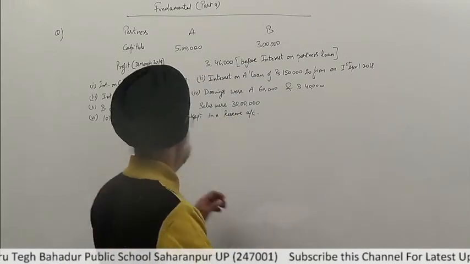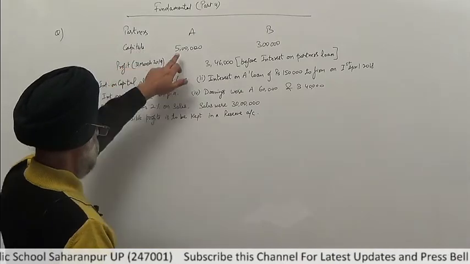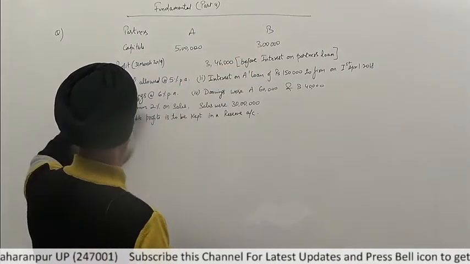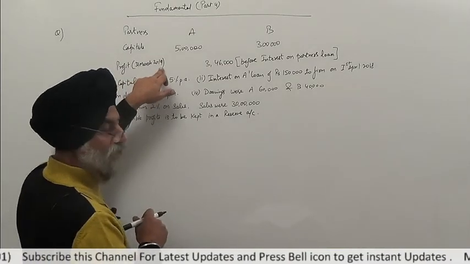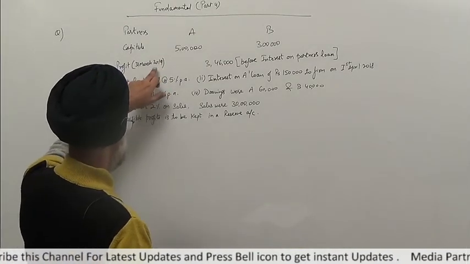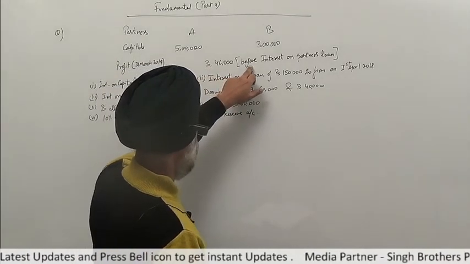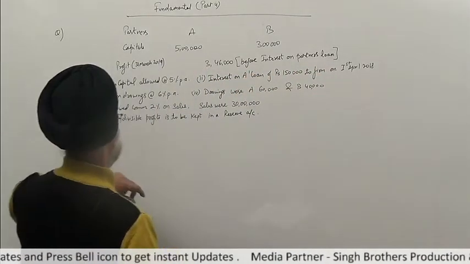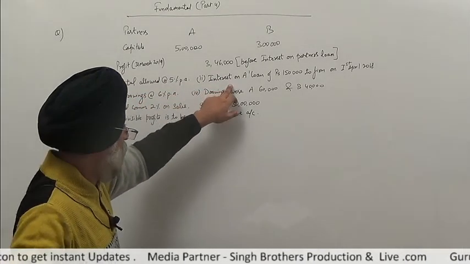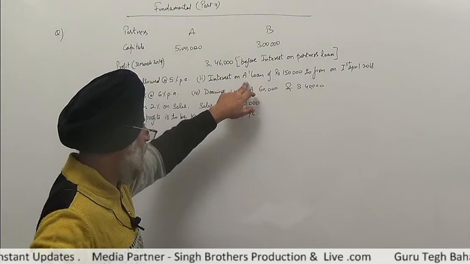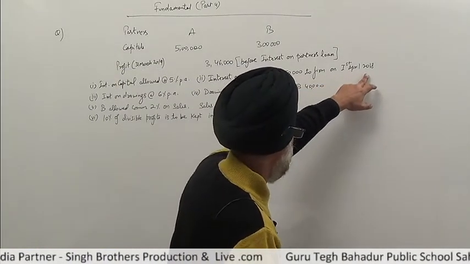There is a question in which there are two partners, A and B. Capitals of the partners are 5 lakh and 3 lakh. The session is 2018-19. Profit during the year ended 31st March 2019 is 3,46,000. This profit is before interest on partner's loan, and interest on capital is allowed at 5% per annum. Partner A gave a loan of rupees 1,50,000 to the firm on 1st April 2018.